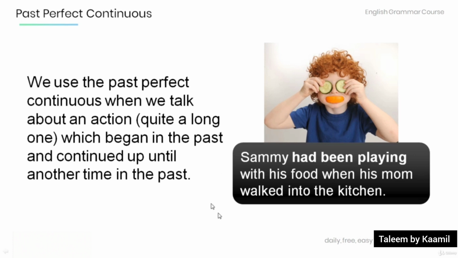Have a look at the example over here. Sammy had been playing with his food when his mom walked into the kitchen. Note that this sentence is in the past perfect continuous tense, and it's used to talk about an action that began in the past and continued up until another time in the past.